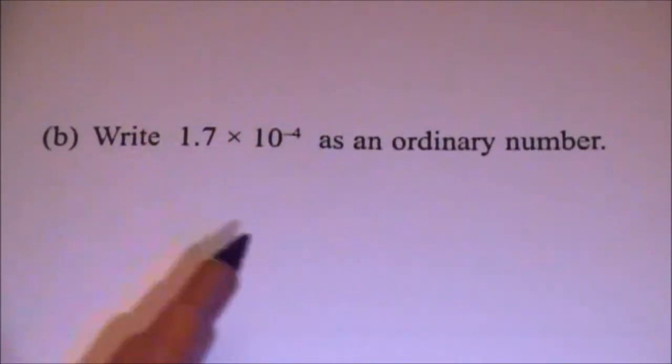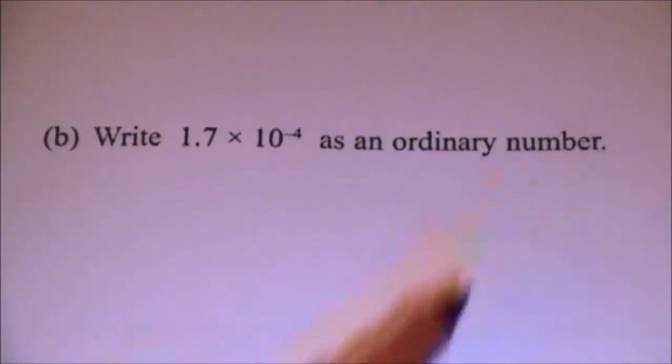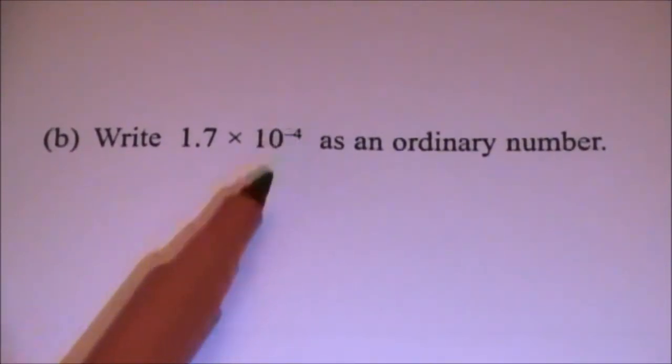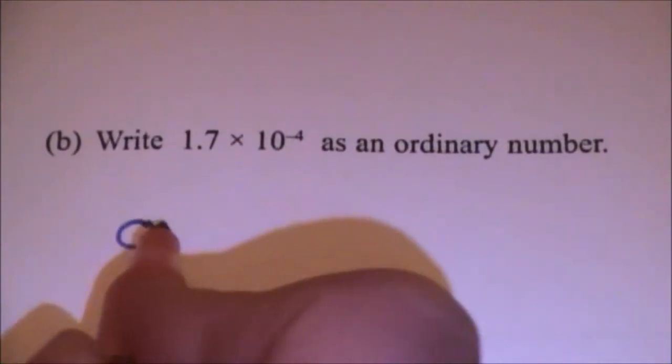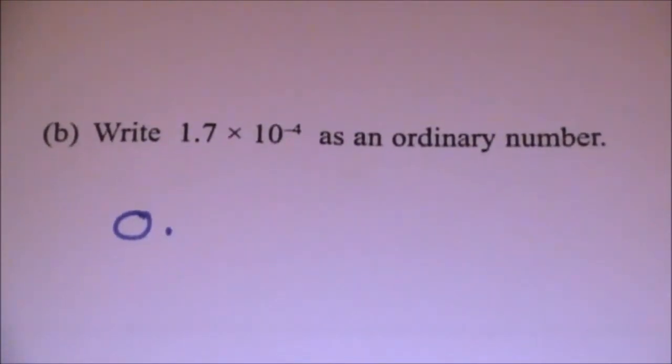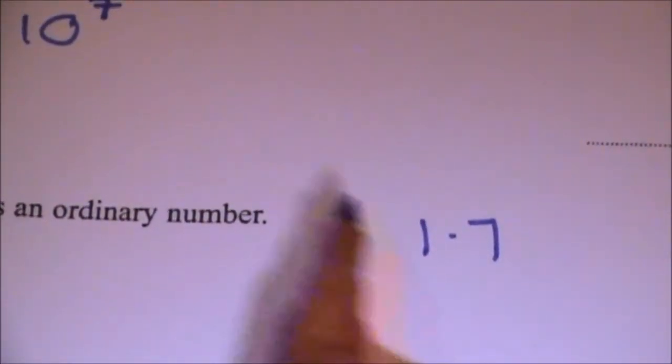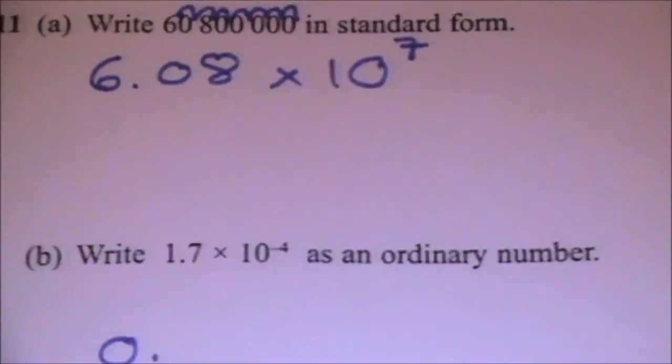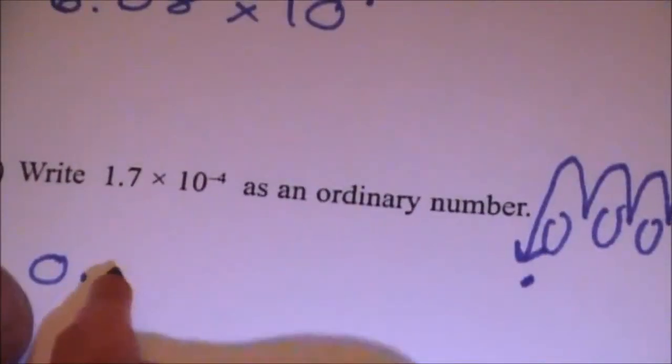Part B wants you to write that number that's given in standard form as an ordinary number. Now the fact that this has got a negative power of 4 means that the answer is going to be a 0 point answer. So I need to work out now what it would be if it was 1.7. And because I'm taking away 4, I need to move it back 4 decimal places. 1, 2, 3, 4. So I'll drop it there and I'll fill each one of these spaces with a 0. So my answer is actually going to be 0.00017.